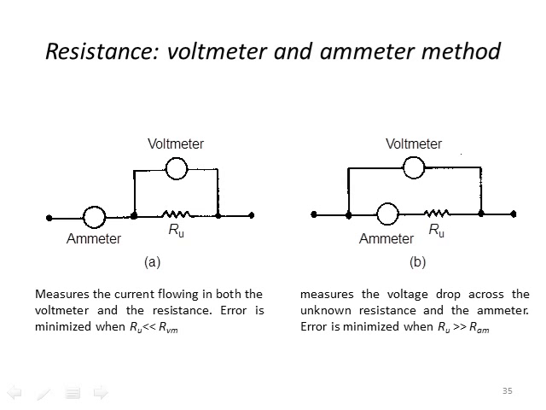So voltmeter, ammeter method. Two methods, A and B. In part A, it measures the current flowing in both the voltmeter and the resistance, and the error is minimized when RU is much, much less than the resistance of the voltmeter. And in part B, it measures the voltage drop across the unknown resistor and the ammeter, and error is minimized when RU is much, much greater than the resistance of the ammeter. This is quite obvious, right?